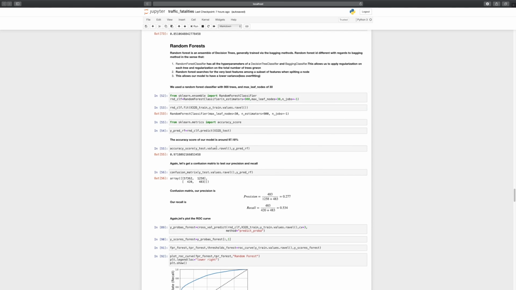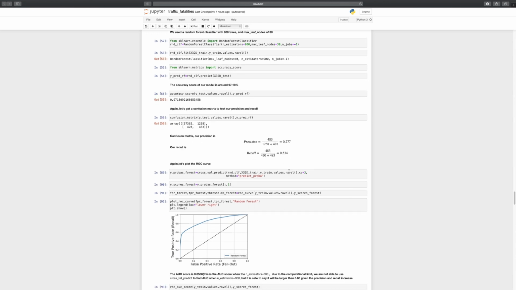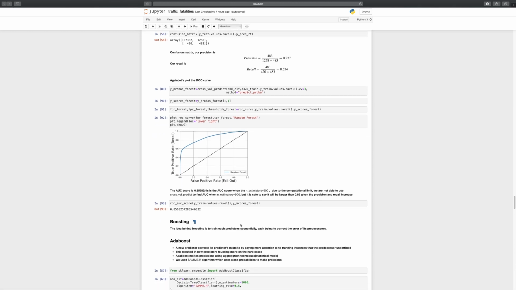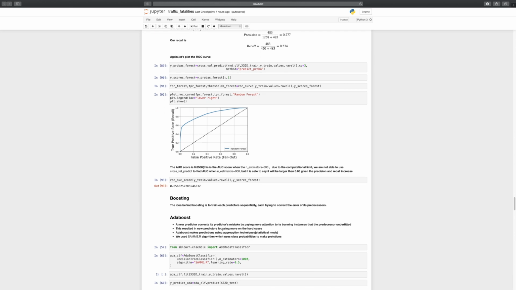Let's see the results of our random forest. From the confusion matrix, our precision is still pretty low, around 0.277. But our recall is generally the same, around 0.534. So I would say that the stochastic gradient descent, the random forest, and the bagging perform similarly to each other. That's why I decided to use another method, boosting.